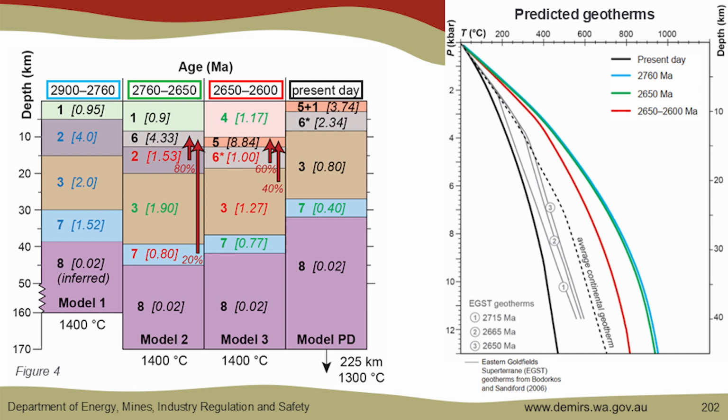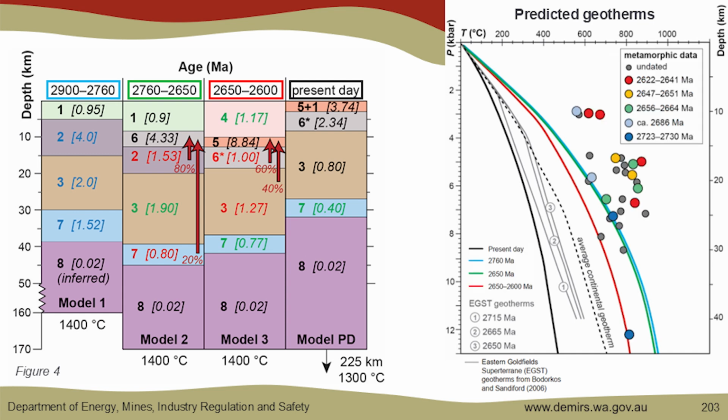What I also have on this figure in the light, thinner gray lines are geotherms that were previously published for the Eastern Goldfields from Bojorquez and Sandiford in 2006. And you can see that their values are showing slightly cooler geotherms. I'm going to come back to that. I'm not going to talk about their work in detail, but I'm going to come back to that concept.